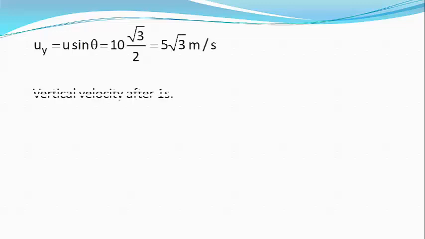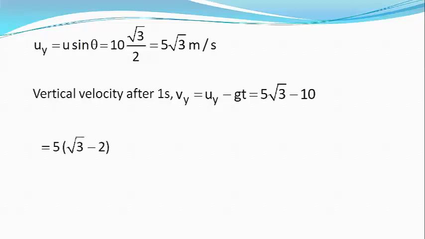The vertical velocity of the particle after 1 second, vy equals uy minus gt, which equals 5 root 3 minus 10 equals 5 bracket starts root 3 minus 2 bracket closed, and vx equals 5 meter per second as there is no acceleration in the x direction.